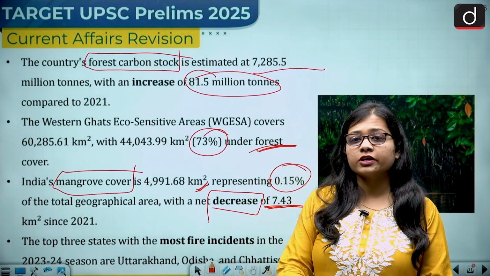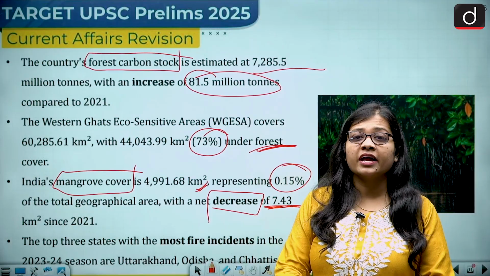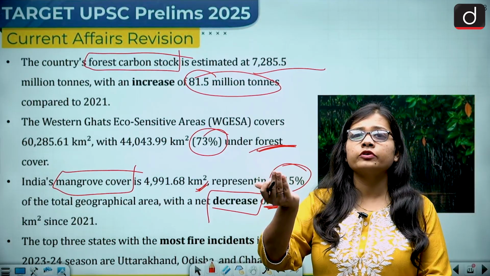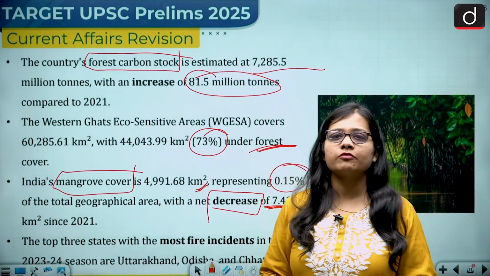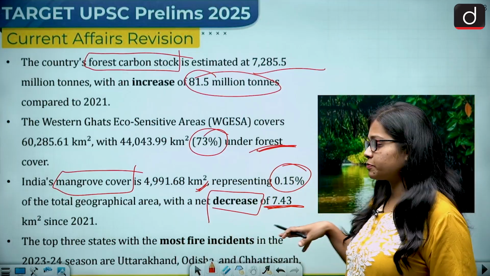Mangroves are also a very good carbon sink and a very good source of increase of the green cover. And if we talk about the highest mangrove cover, that is in the Sundarbans, West Bengal.